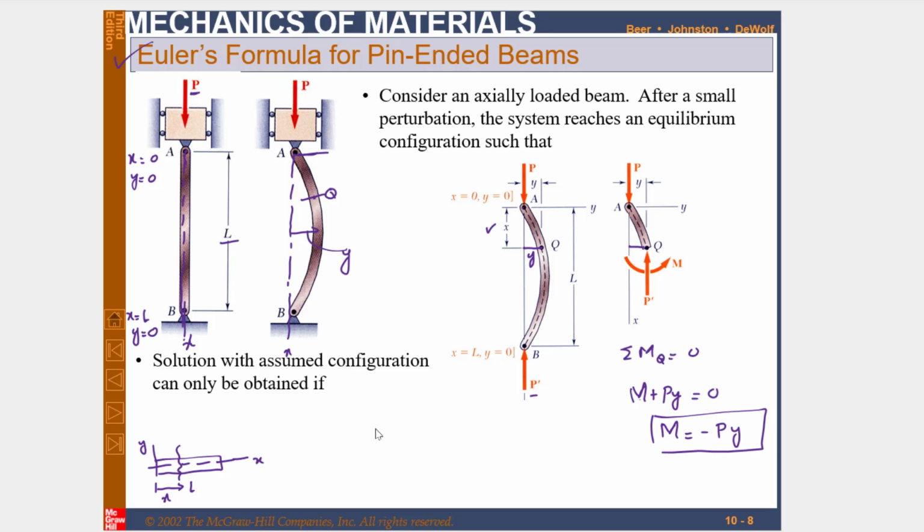Now this is the moment. Also we know that EI into d square y over dx square is equal to the moment. So when you put the value of moment over here, EI into d square y over dx square is equal to minus P into y. If you divide by EI on both sides, you will get the equation d square y over dx square is equal to minus P y over EI.